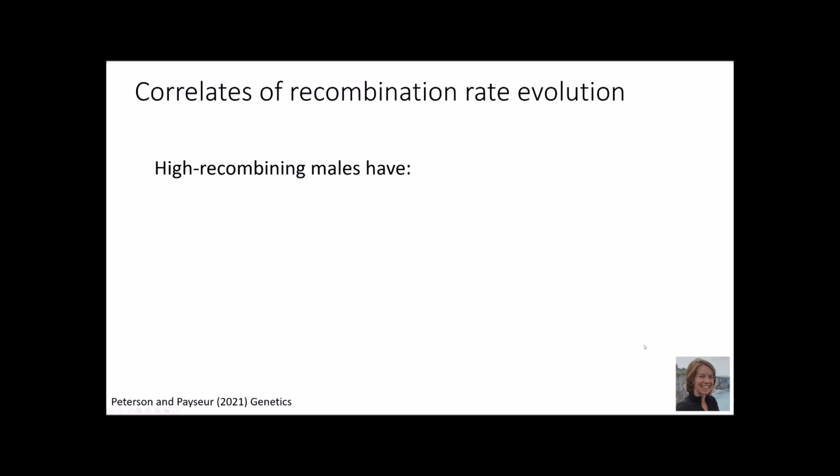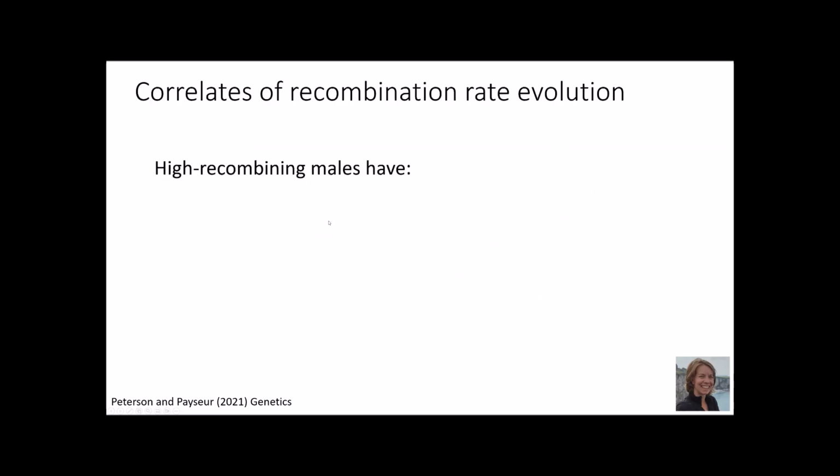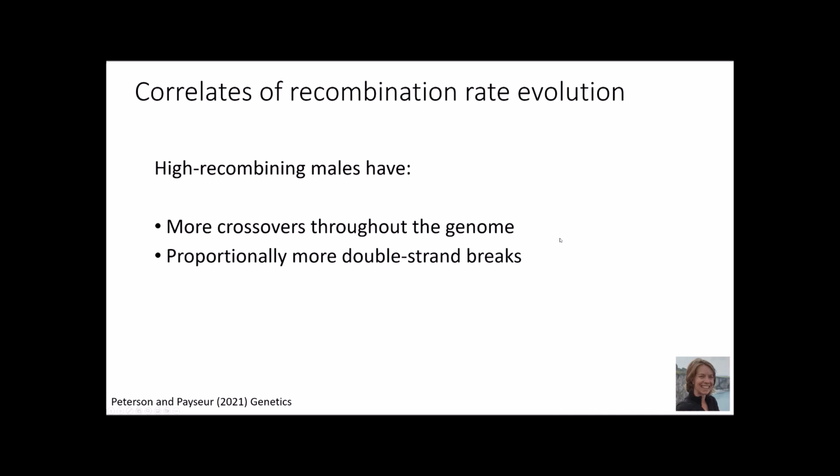The biggest contrast that April found was in these rates among males. So if you look at the beginning strains here, you see there's just a huge amount of variation among males. And so she looked at her microscopic images to try to figure out what sorts of features high recombination males have. And first of all, the crossovers are distributed throughout the genome. They're not just on one or a few chromosomes, so it's a genome-wide effect. They also generate proportionally more double-strand breaks, suggesting that the elevation in recombination rate starts early in the meiotic pathway.